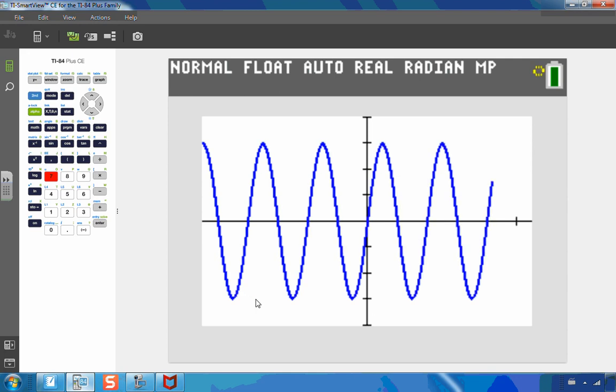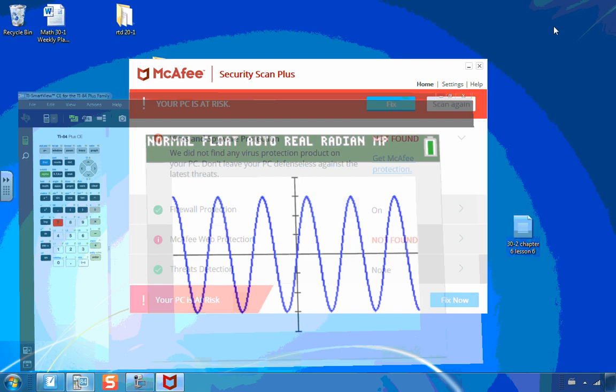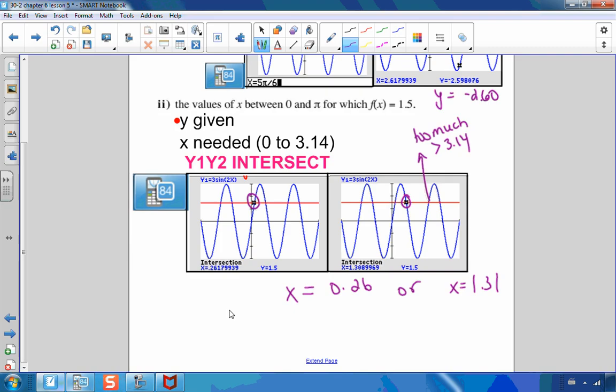Okay? So zoom 7 is a good window setting for you to remember. Let's just open this up and write that down. So zoom 7 gives you a nice trig window setting.